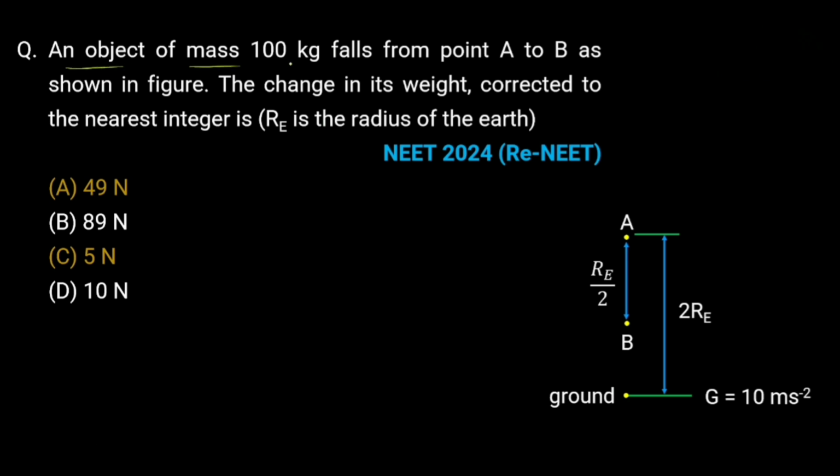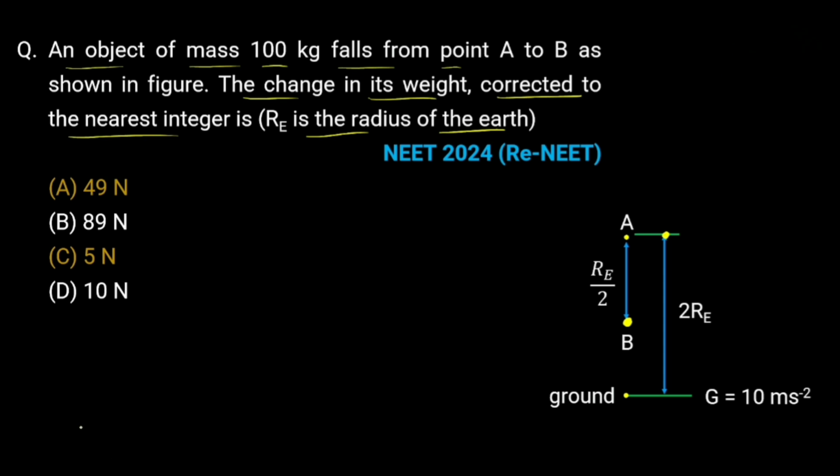Then look at another important question. An object of mass 100 kg falls from point A to point B, as shown in the figure. The change in its weight, corrected to the nearest integer, where RE is the radius of the Earth. So you are asked to decide the change in weight of the object while it is falling from A to B.